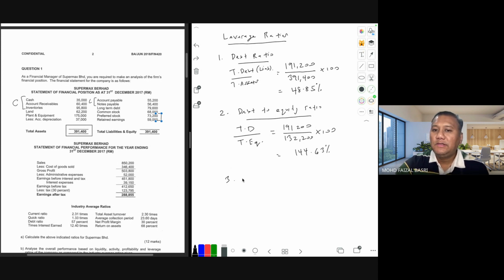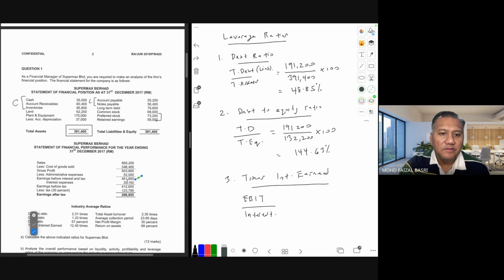And the third ratio is times interest earned. Okay, times interest earned. So for times interest earned, the formula was earning before interest and taxes divided by interest. Okay, so where to get this information? So far kita hanya guna balance sheet saja, but for this time around, earning before interest and taxes ada dekat sini. Ada dekat this part. This figure is earning before interest and taxes, which is 451,800.